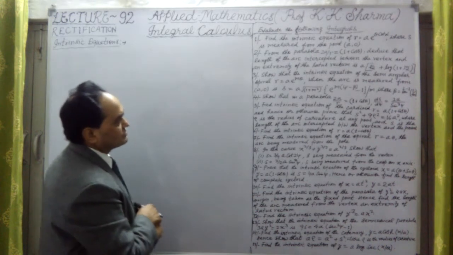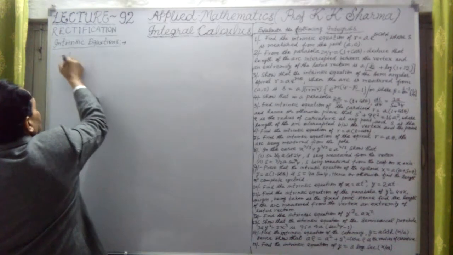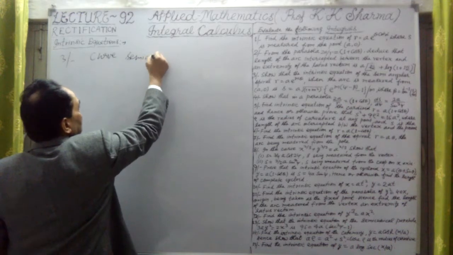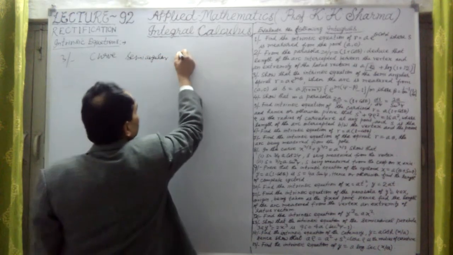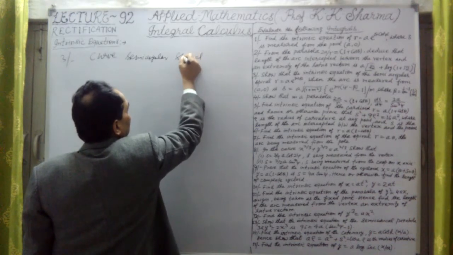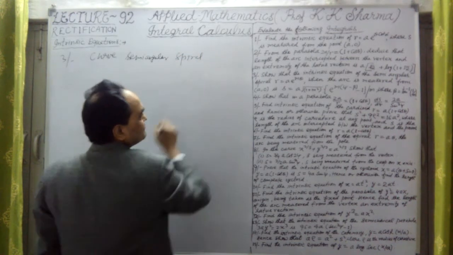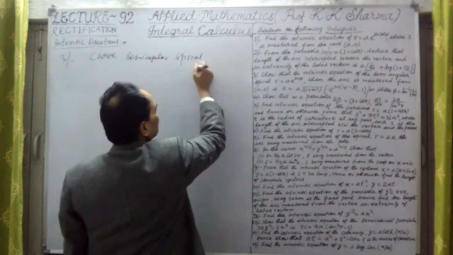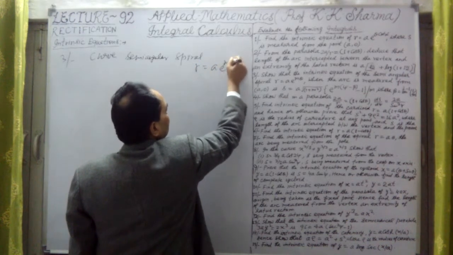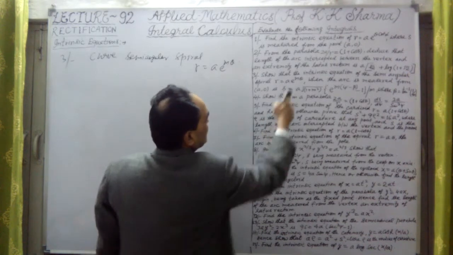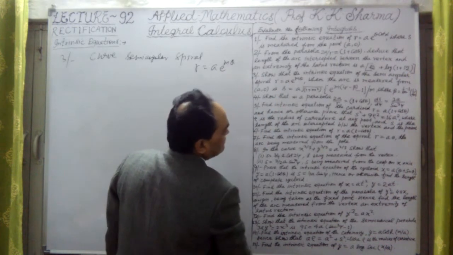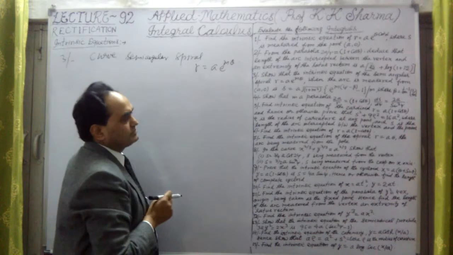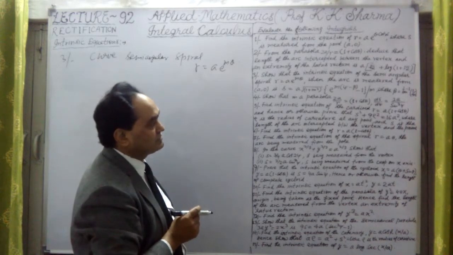So the intrinsic equation of the equiangular spiral, let me write question 3. The curve is an equiangular spiral, r equal to a e^(mθ), when the arc is measured from the point θ = 0, s equal to this we have to prove here, where β is tan inverse 1 upon n.